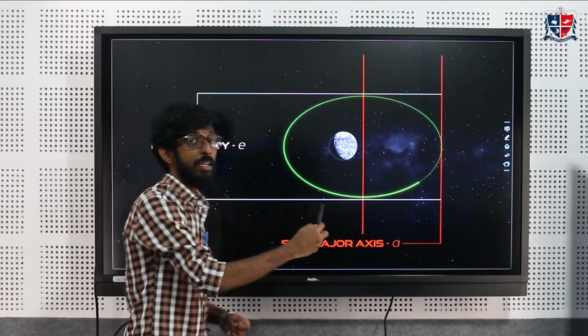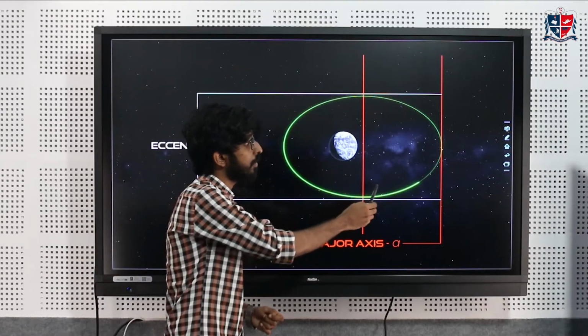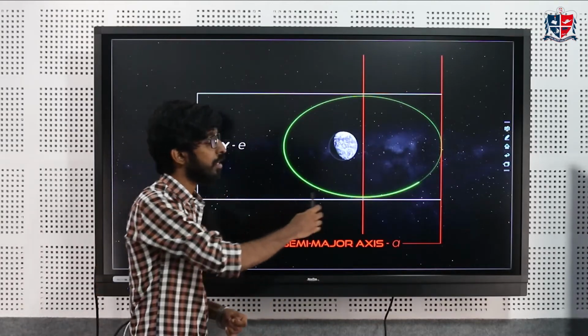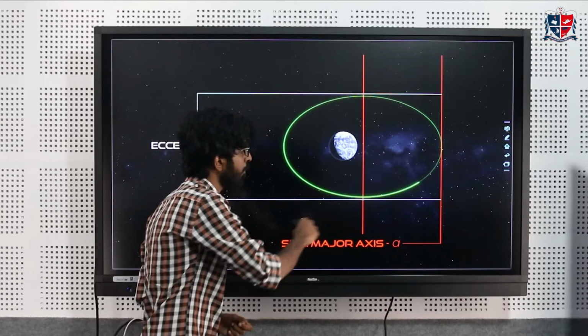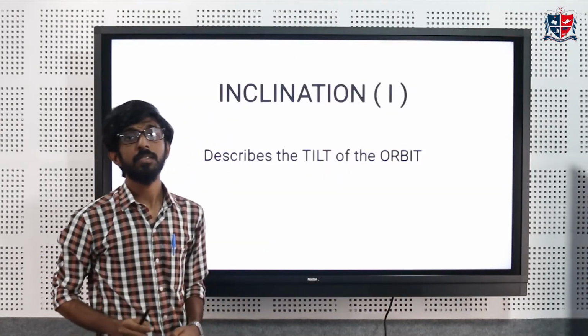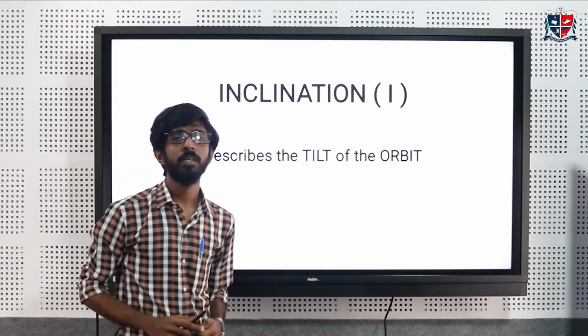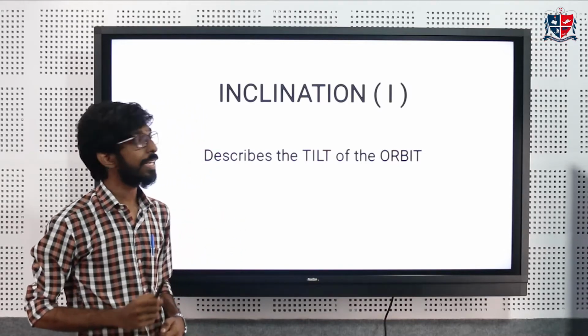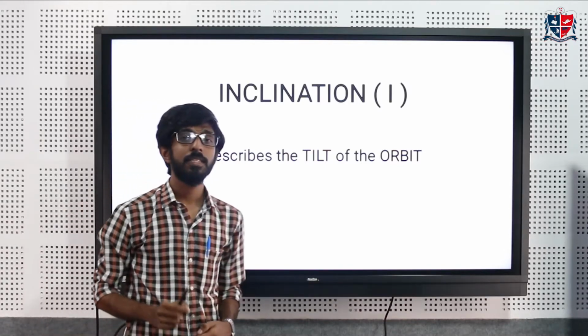Again, the semi-major axis gives the size of the orbit, and the eccentricity gives the shape of the orbit. The third orbital element is called the inclination. It is denoted by the letter I. The inclination describes the tilt of the orbit.